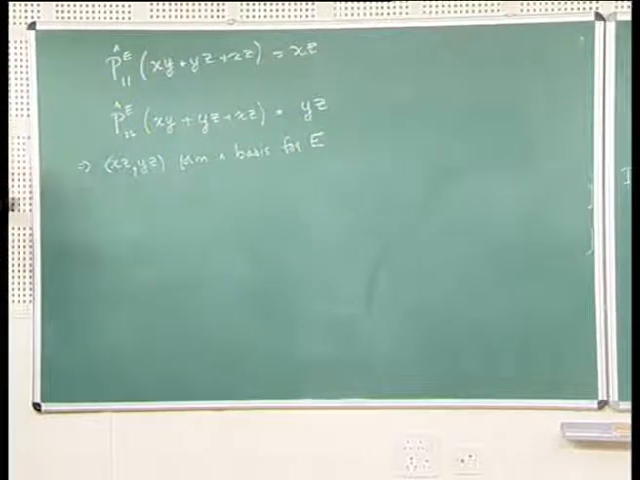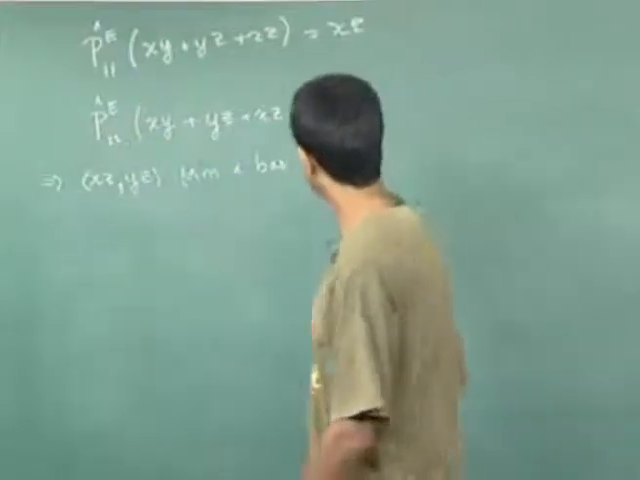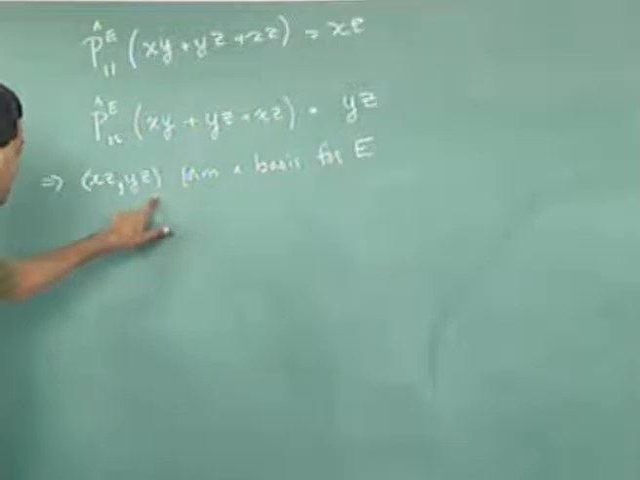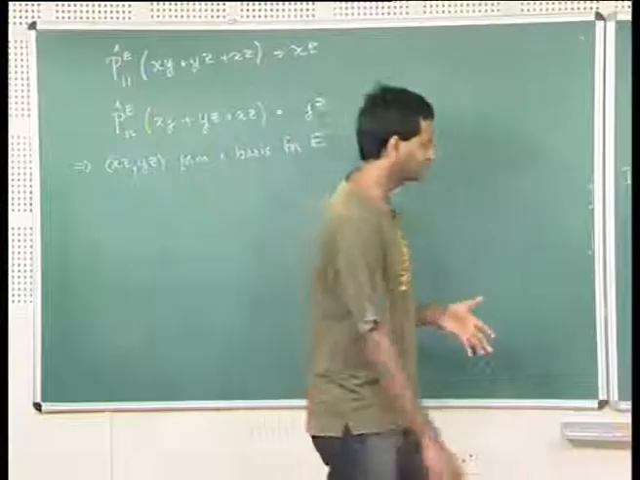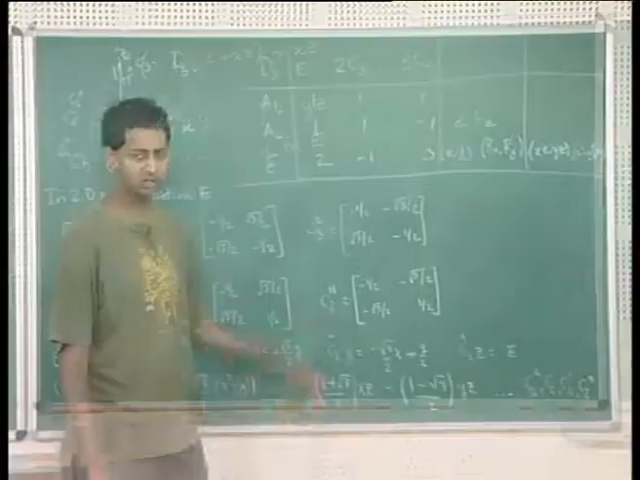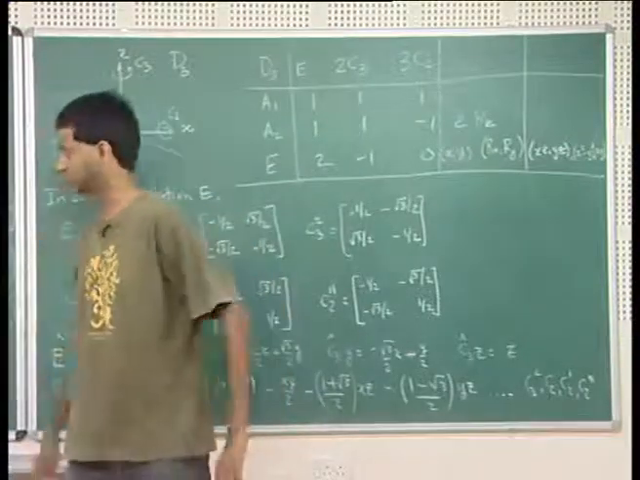Using these projection operators, you can find a suitable basis for the two-dimensional representation. So what we have seen is that xz and yz, starting from an arbitrary function, we found a suitable basis for this two-dimensional representation, and you can actually work out a lot more basis functions using this projection operator method.